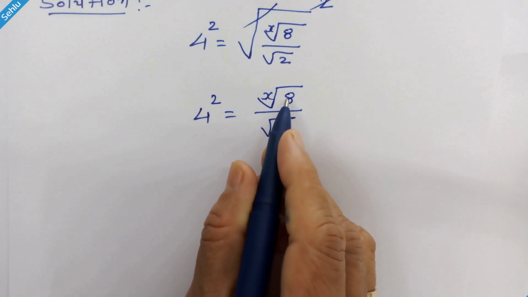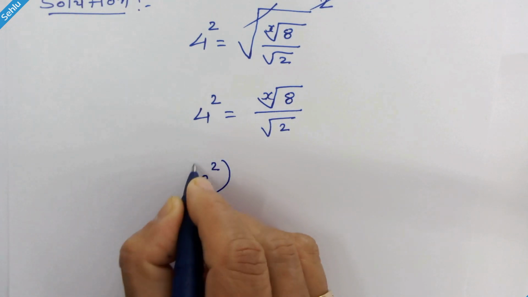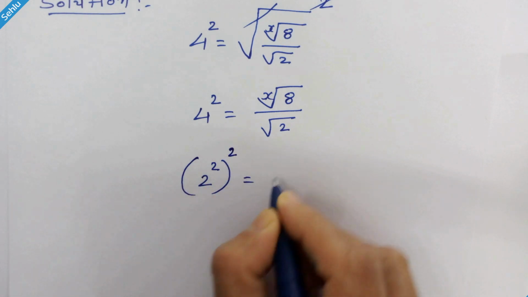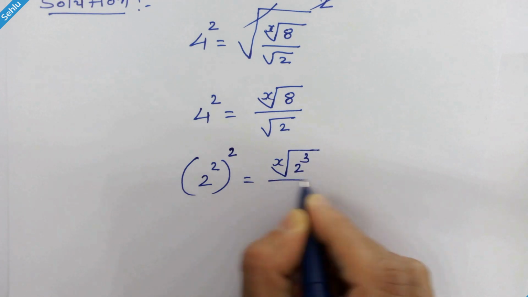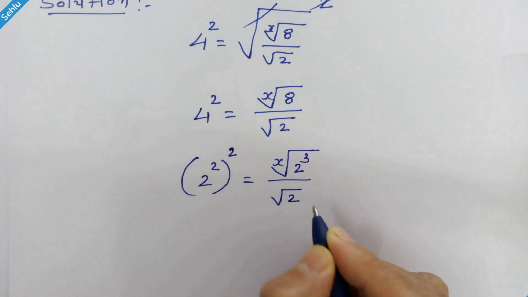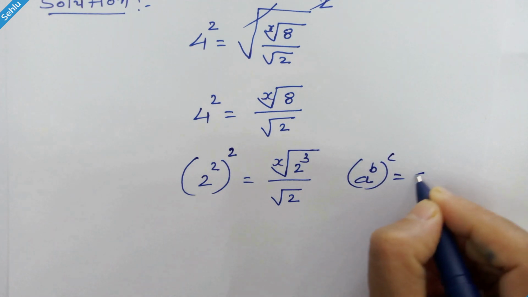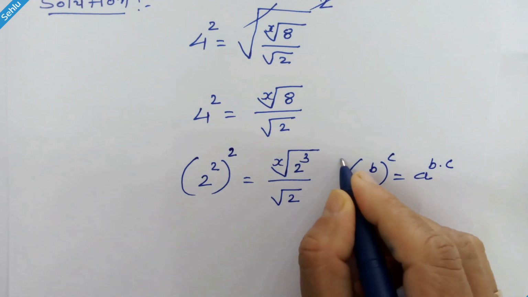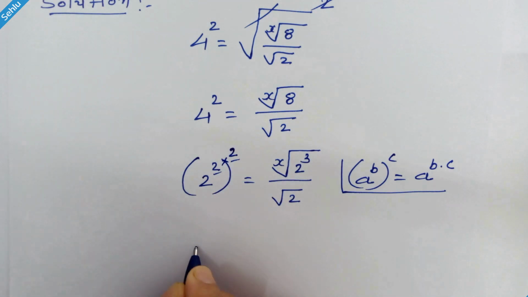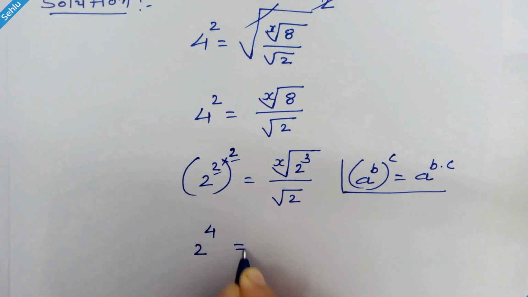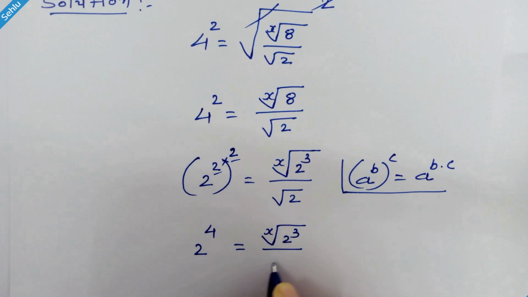4 is 2 square and 8 is 2 cube. So we can write it like 2 square whole raised to 2 is equal to x root of 2 cube upon square root of 2. If we have a raised to b whole raised to c, then it will be a raised to b times c. According to this rule, these 2 can multiply. So we have 2 raised to 4 is equal to x root of 2 cube upon square root 2.